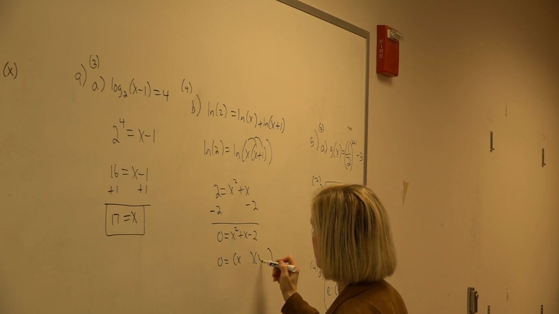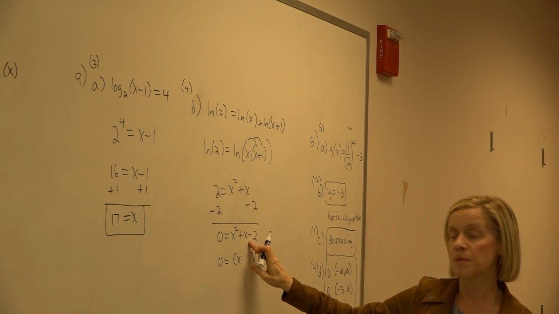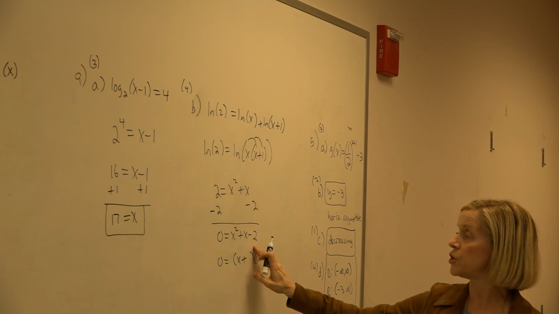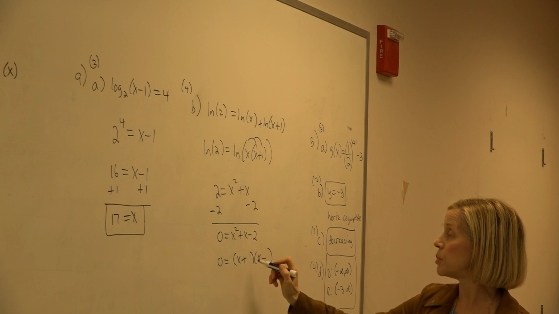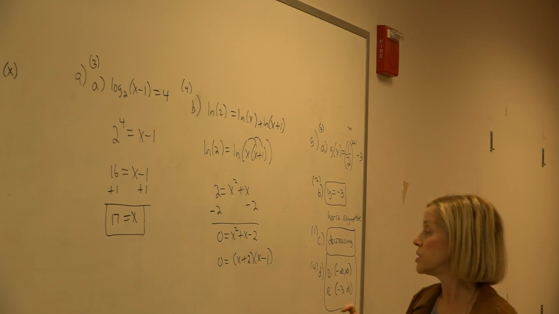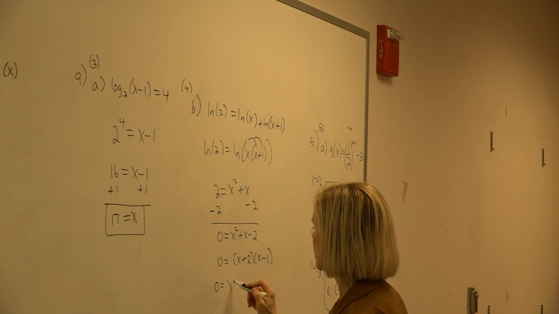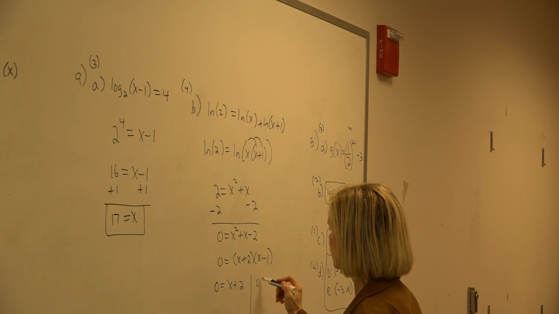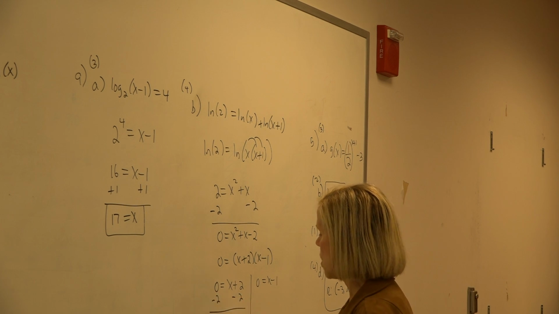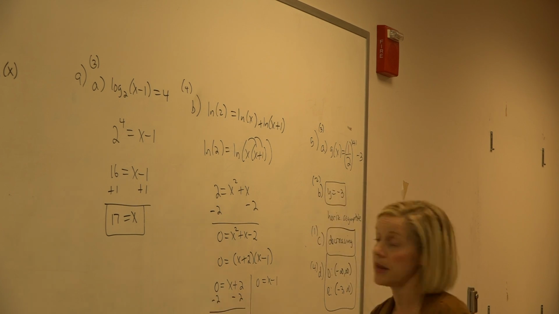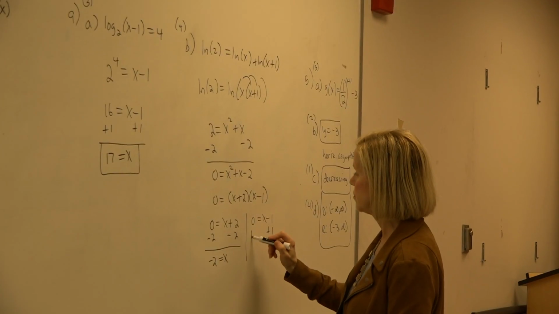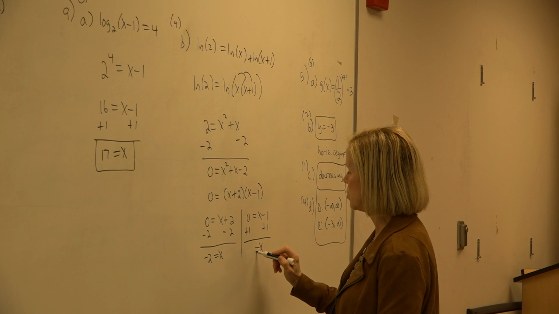First times first, x times x. Last sign's minus, so the signs are different in the factors. Factors of 2 are 1 and 2. I want plus x, so I'm going to put a plus on the 2 and a minus on the 1. So to finish, I'm going to set each factor equal to 0 and solve. So here I'm going to subtract 2. So one possible solution for x is negative 2. Here I'm going to add 1, and I'm going to get x equals 1.